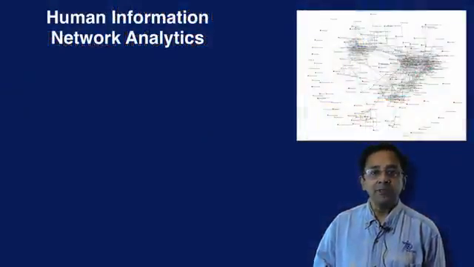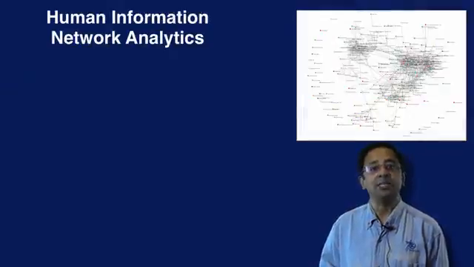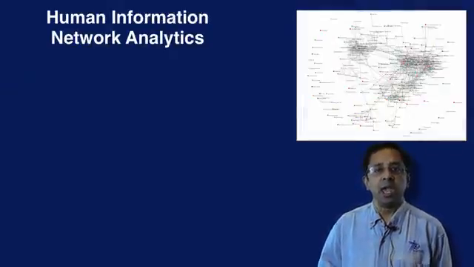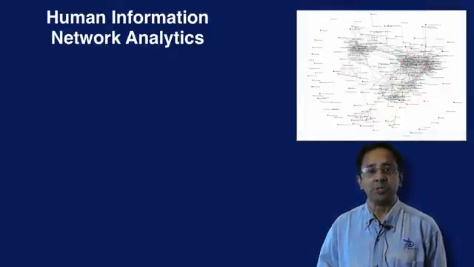Our third use case is about a human information network. That means a personal information network. The graph that you see there is my LinkedIn network. Everybody who is on my LinkedIn is a node. And if they know each other, there is an edge between them.